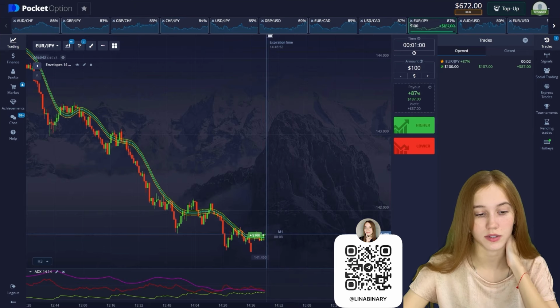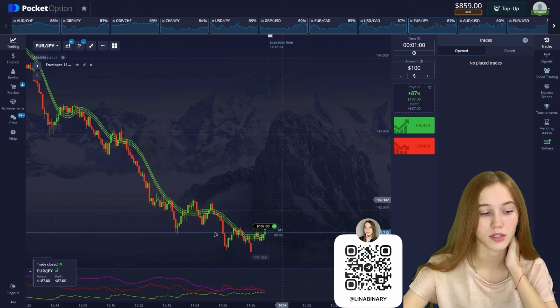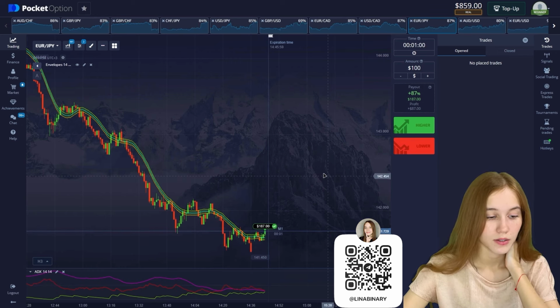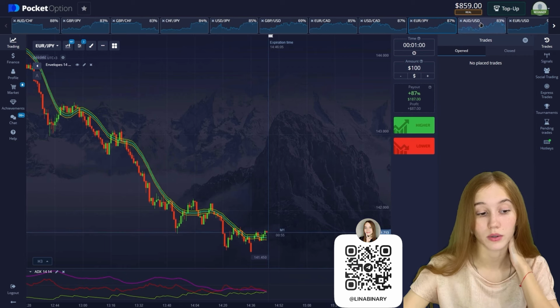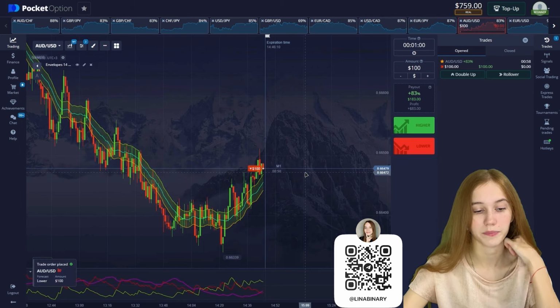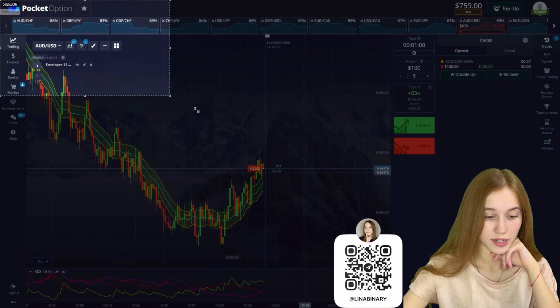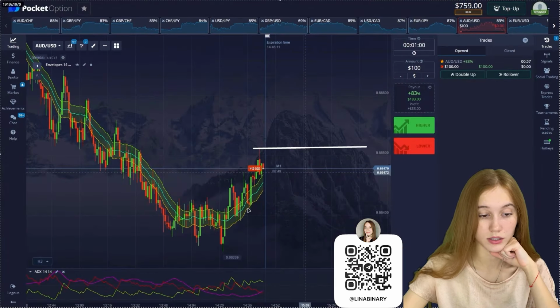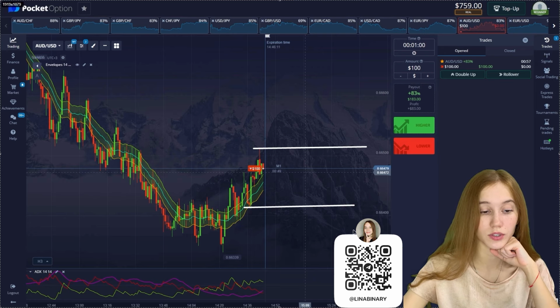There is a second left until the end of the deal. Profit is $87. Yeah, good. So our balance is $859. And let's move on to the last concept. So up and down, what we see here. Let's start our analysis. Let's highlight areas of support and resistance.